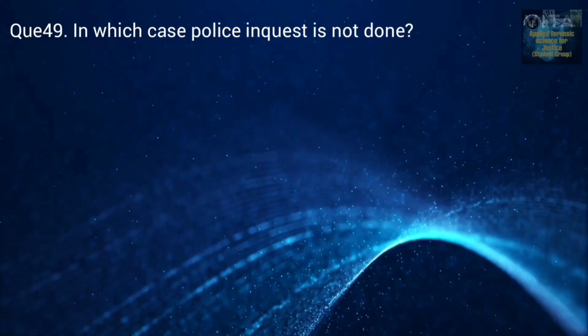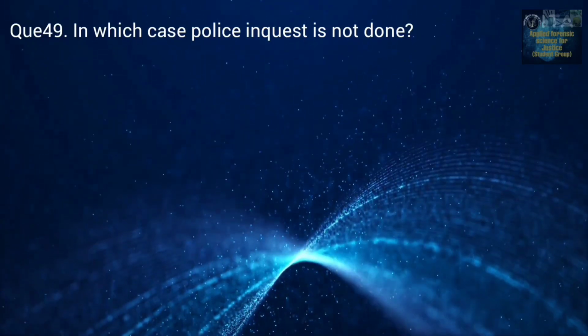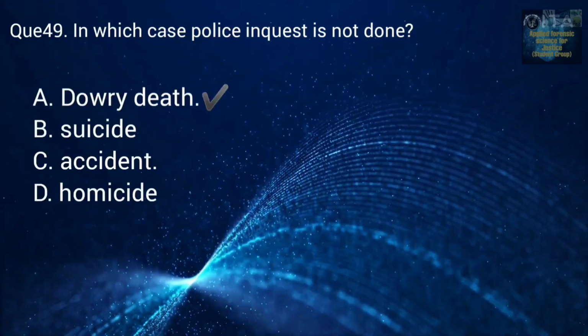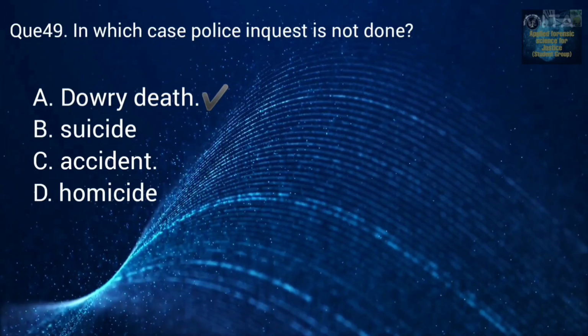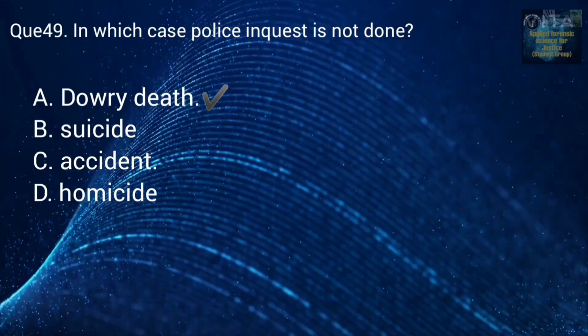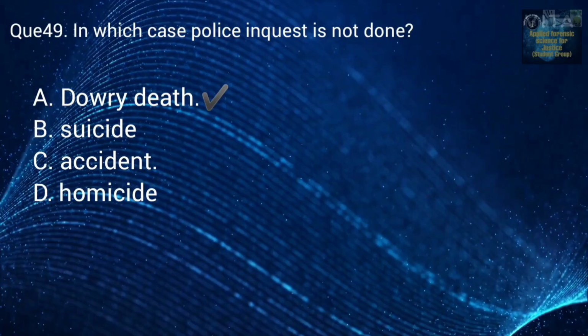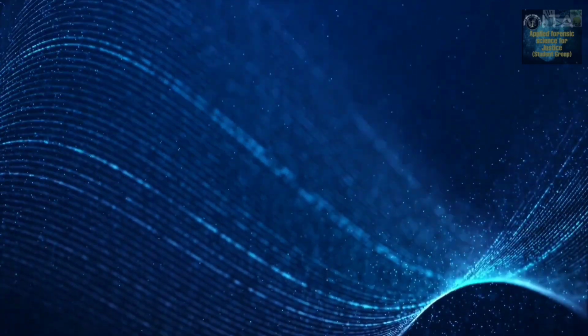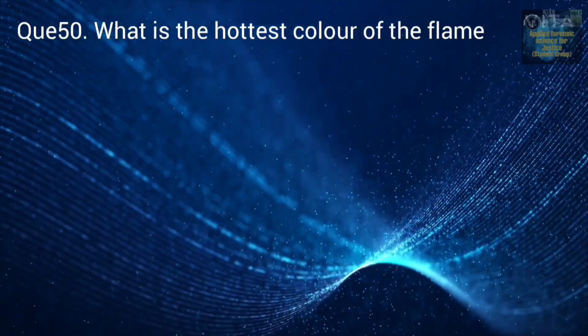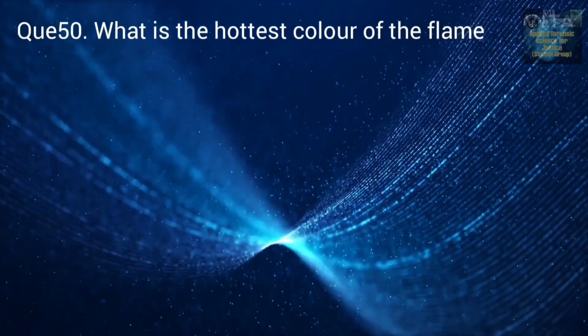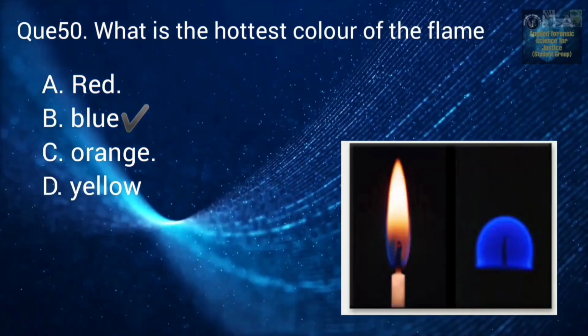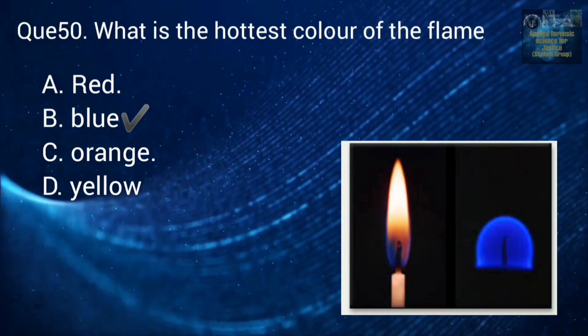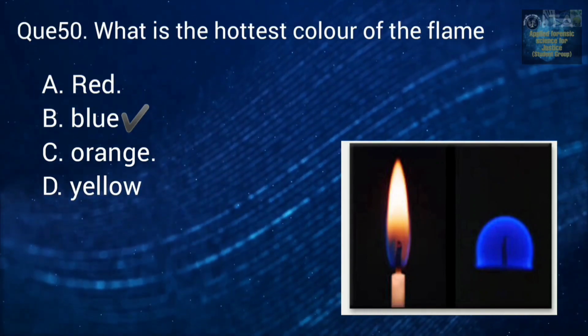Question number 49. In which case is police inquest not done? Options are A dowry death, B suicide, C an accident, D homicide. The correct answer is A dowry death. Question number 50. What is the hottest color of the flame? Options are A red, B blue, C orange, D yellow. The correct answer is B blue.